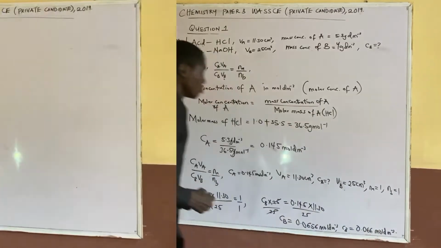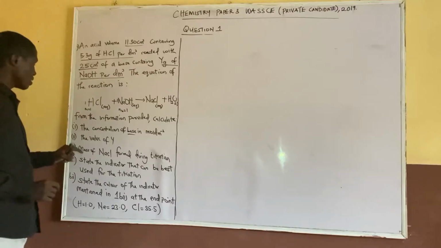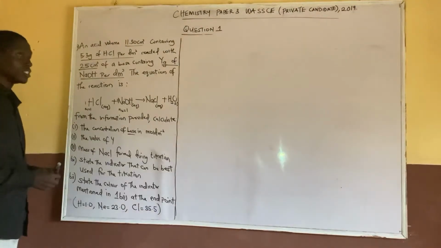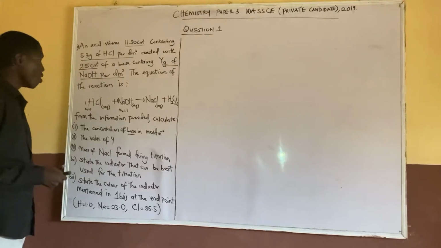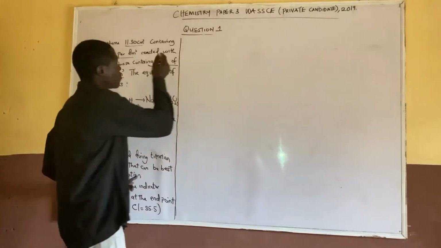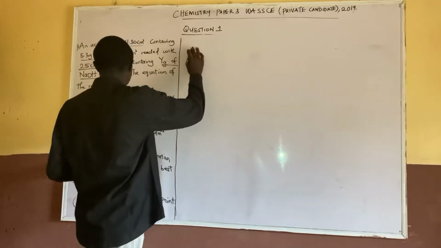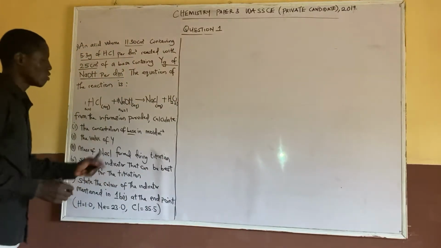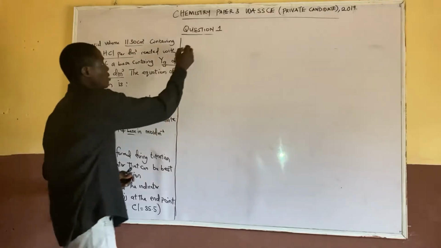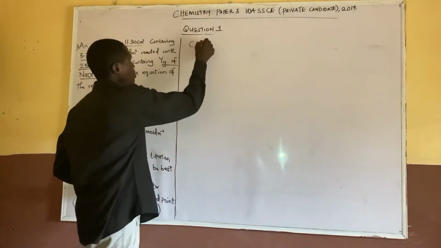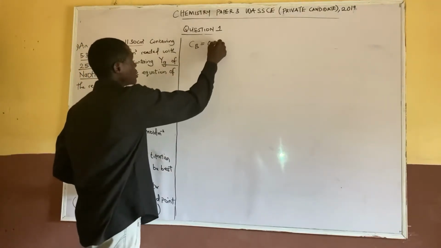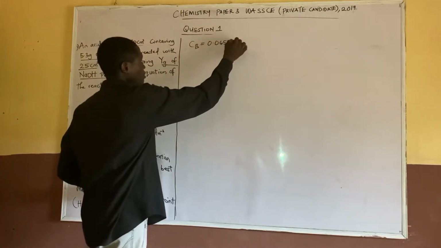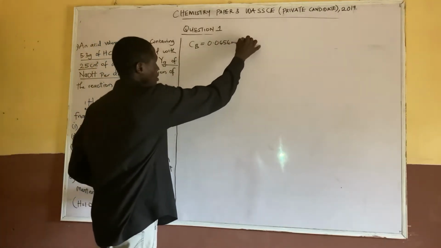Now, Roman numeral 2 of the question says find the value of y. We've obtained our CB, which is the first question, the concentration of base in mole per dm cube. We have obtained our CB, which is equal to 0.0656 mole per dm cube, approximately.